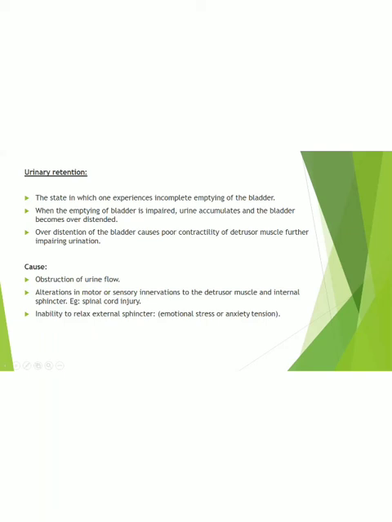So when the bladder is over distended, the muscle layer of the bladder contracts poorly. The contractility of the bladder will be poor, so later it will lead to impairment of urination. Okay, the causes are obstruction of urine flow. Then alteration in motor or sensory innervation of the detrusor muscle and internal sphincter, for example spinal cord injury. When there is any injury, it can lead to problems in urination. Inability to relax the external sphincter: when we are having emotional stress or anxiety, we tend to hold it, and our body is not able to relax the sphincter, which is where we release it. Okay.